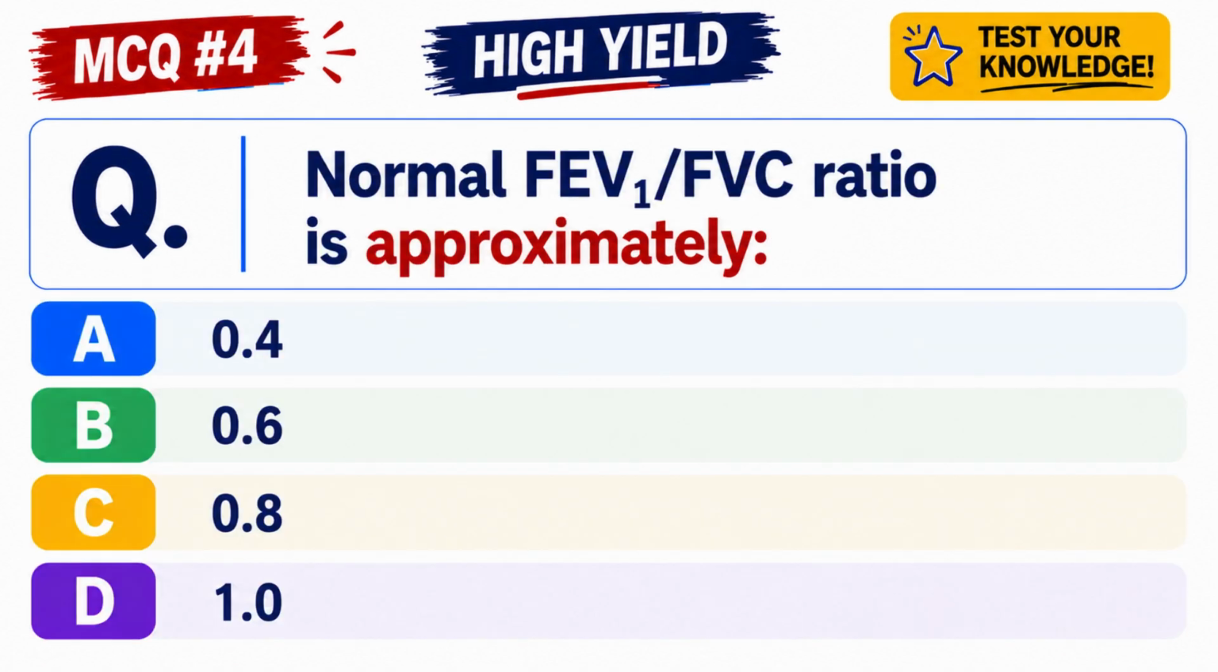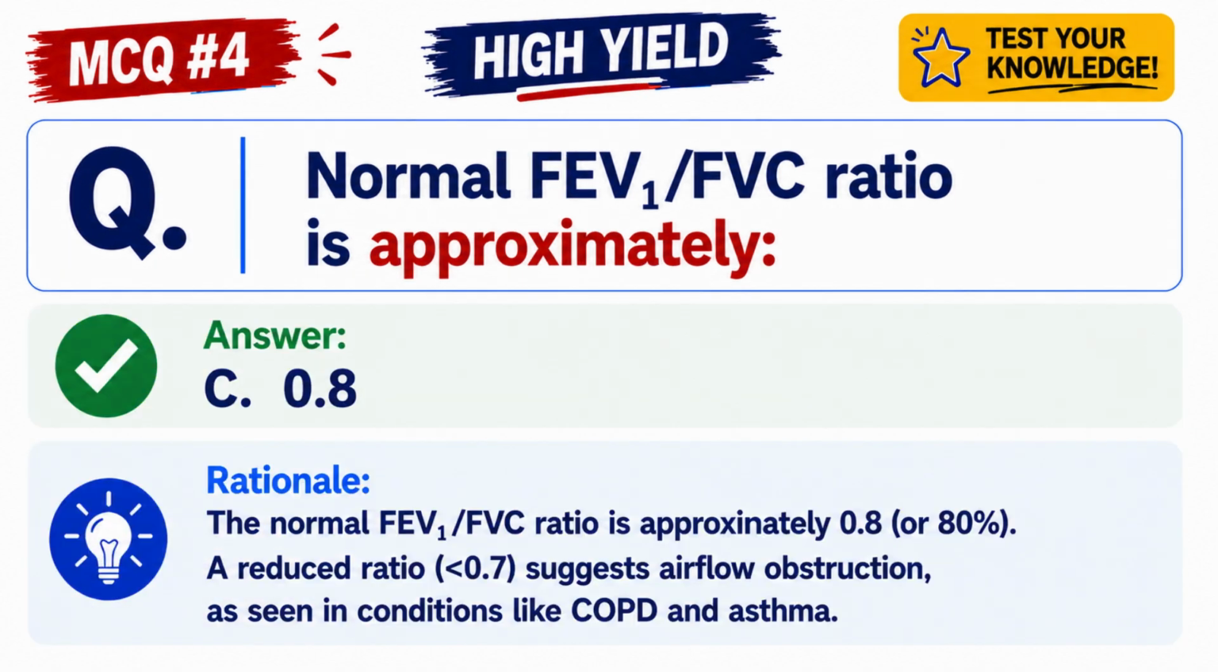Question 4. Normal FEV1 over FVC ratio is approximately A, 0.4, B, 0.6, C, 0.8, D, 1.0. The answer is C, 0.8. Here's why. The FEV1 over FVC ratio, also called the Tiffeneau index, is the most important single number in spirometric interpretation.